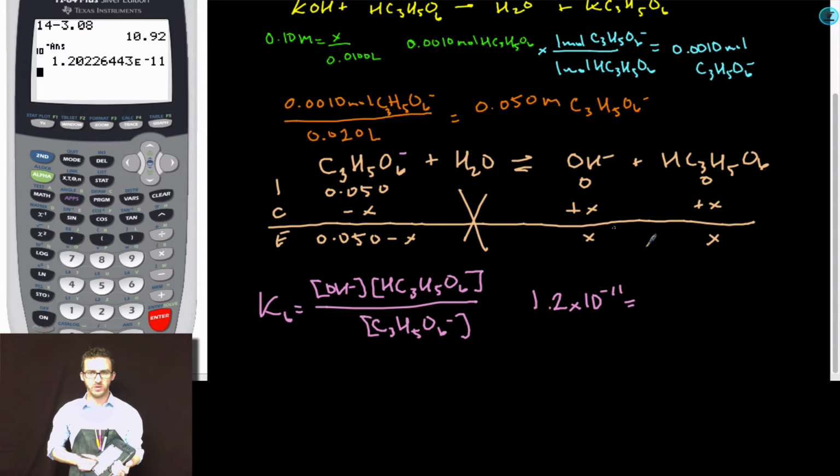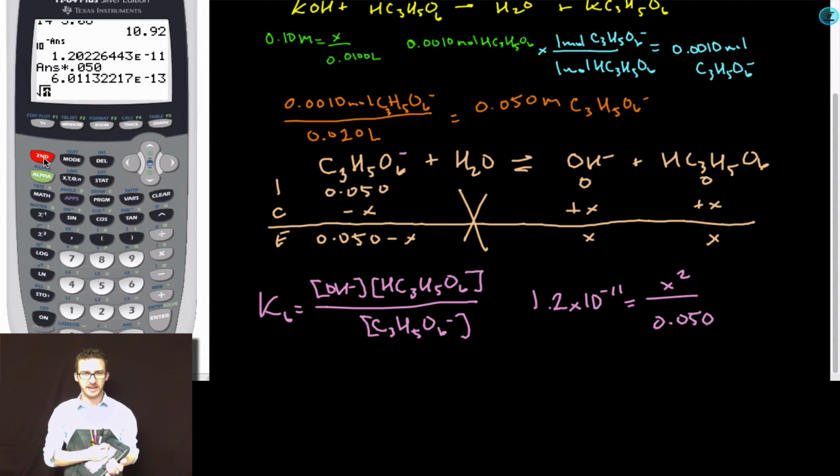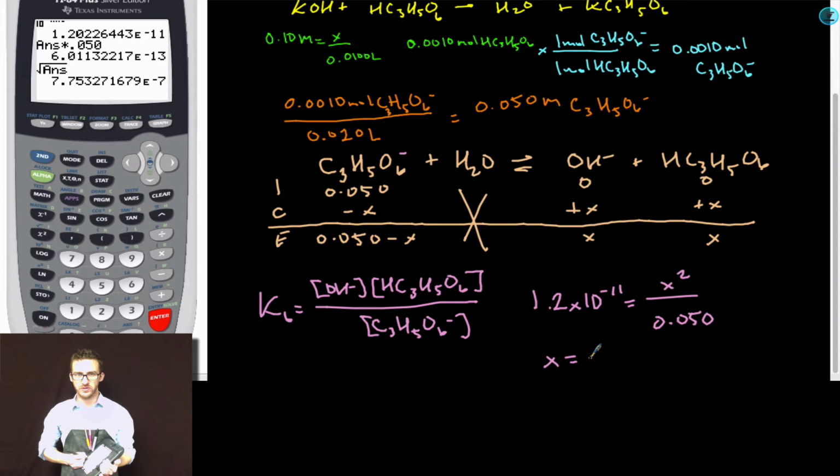Plug in our equilibrium concentrations. I'm going to make the x is small approximation as I go. Boom. Solve for x. Times 0.050, answer, second, square root, second, answer. X is equal to 7.8 times 10 to the minus 7 molar. That is our hydroxide ion concentration.